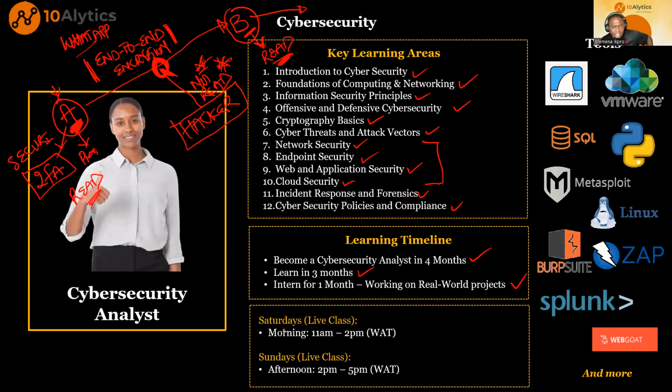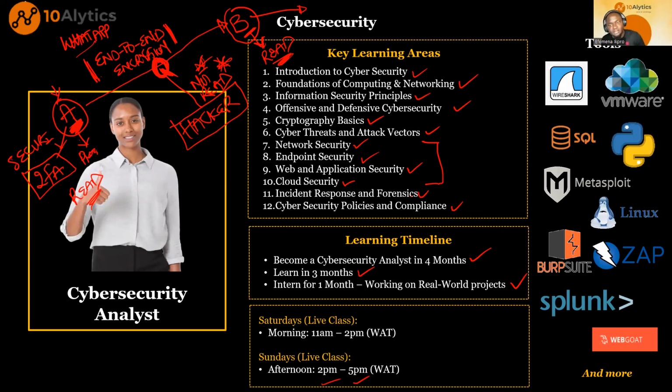Now you have your live classes on Saturday in the morning, 11 a.m. to 2 p.m. West African time. Okay, 11 a.m. to 2 p.m. West African time. And on Sunday, we have 2 p.m. to 5 p.m. West African time. Okay, 2 p.m. to 5 p.m. West African time. So that's exactly what you have. These are classes on Saturday and Sunday, live classes. Unlike data science and data engineering, you would have live classes on Saturdays and Sundays. And that's where you get to start working.